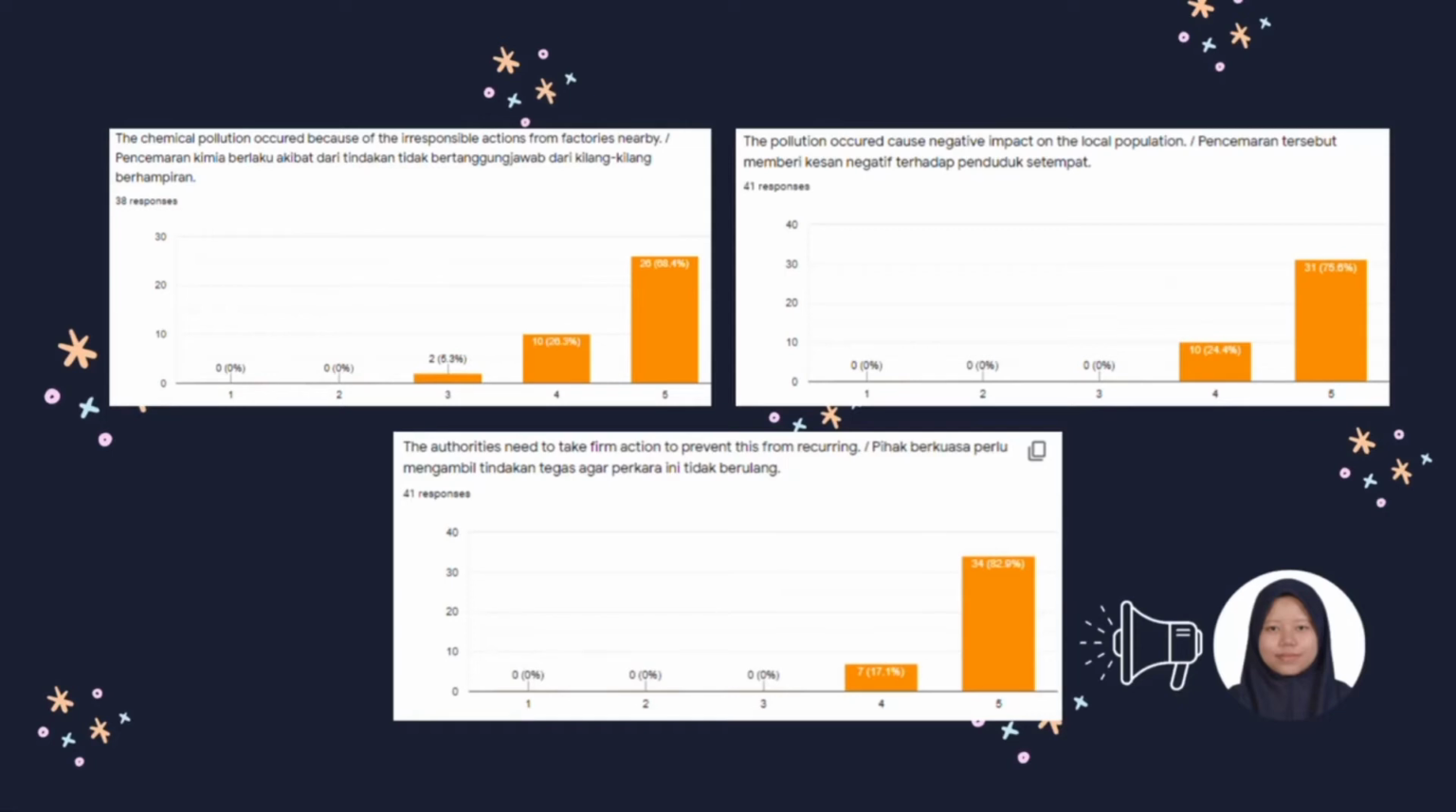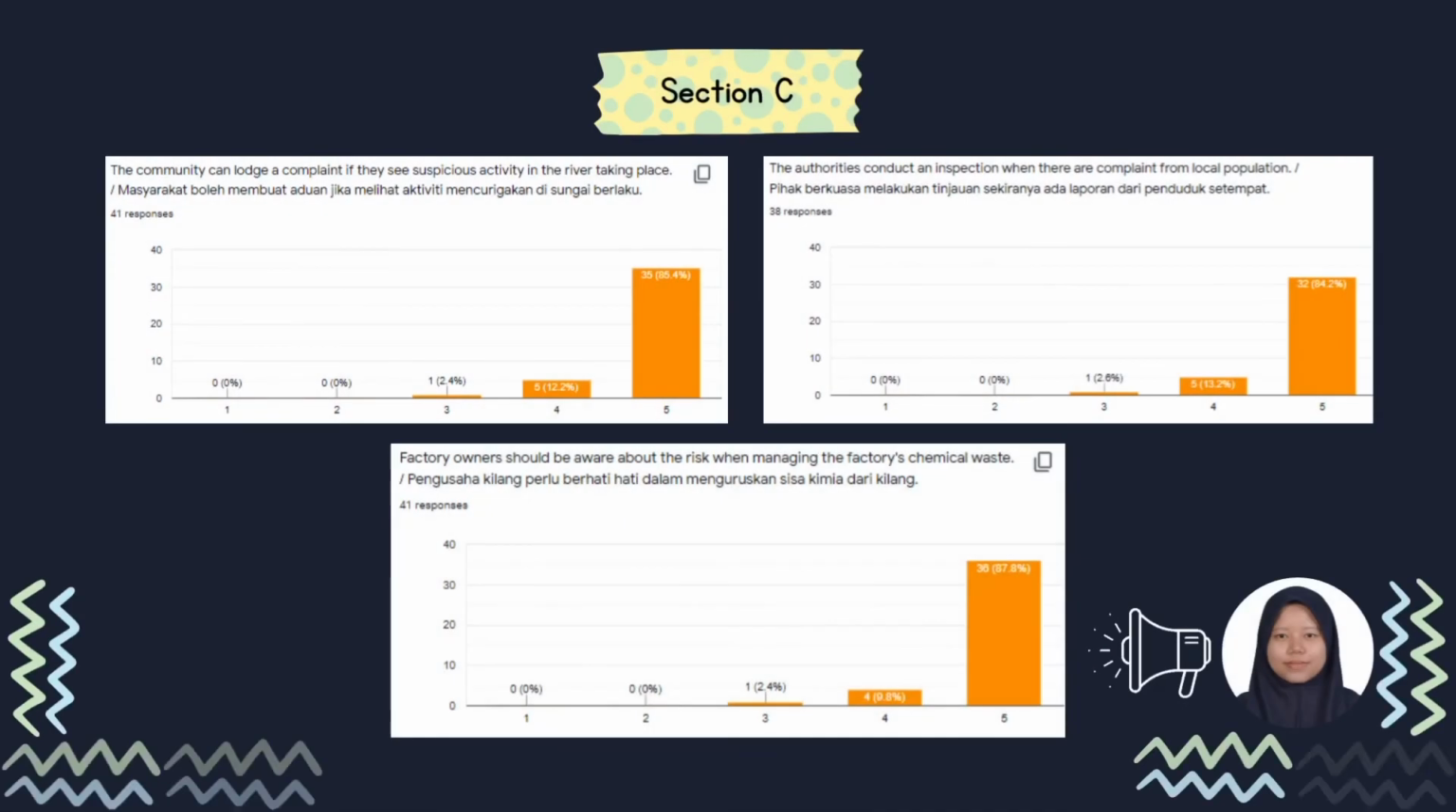And for the last statement, the authorities need to take firm action to prevent this from recurring. Based on the graph, majority of respondents pick scale 5 or highly agree, which are 34 respondents, while another 7 respondents pick scale 4 means agree. Moving on to Section C.